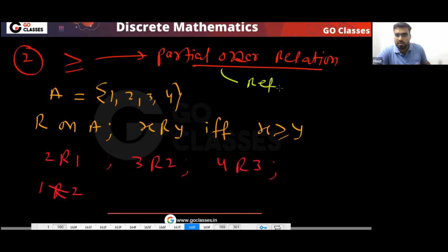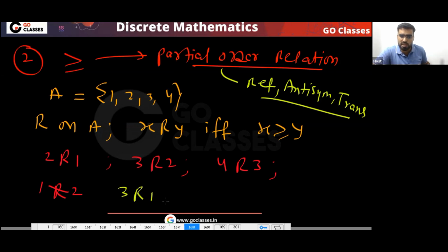Okay, this is reflexive, this is anti-symmetric, and this is transitive. So because of transitivity, what can you say? You can also say 3 is related to 1. You can also say 4 is related to 1. 4 is related to 2, like this. So this is the idea. So this is the ordering you got.